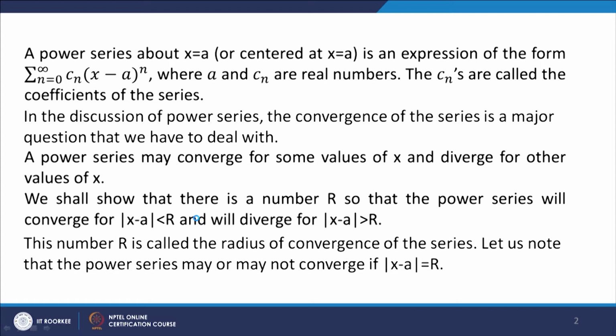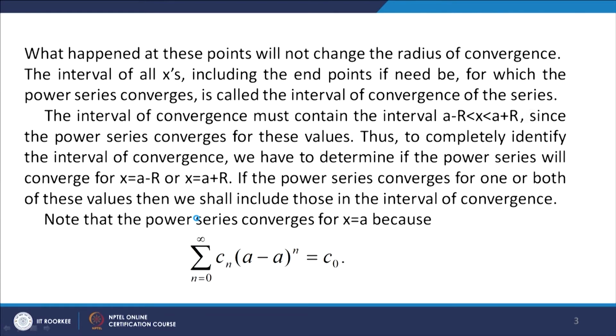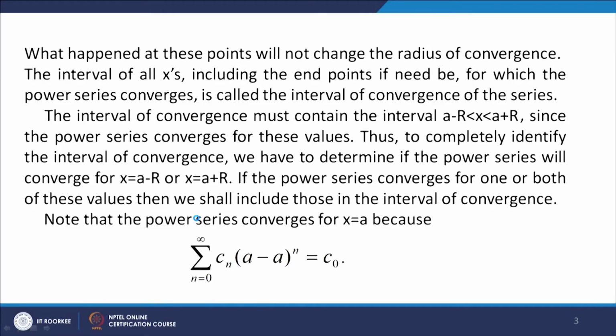That means, at x equal to a minus r and at x equal to a plus r, the convergence of the power series will have to be checked separately, and it may turn out that at these 2 points the power series may or may not converge. But this will not change the radius of convergence. The interval of all x's, including the end points if need be, for which the power series converges, is called the interval of convergence of the series.